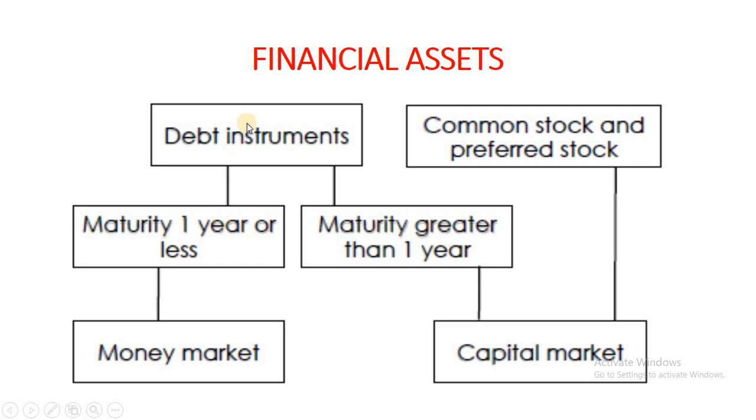Debt instruments with a maturity of less than 1 year are part of money market securities. So all the money market securities have maturity less than 1 year. On the other hand, debt instruments with maturity greater than 1 year are part of capital market securities. For example, bond is a part of capital market securities. In the meantime, both common stock and preferred stock are part of capital market securities.